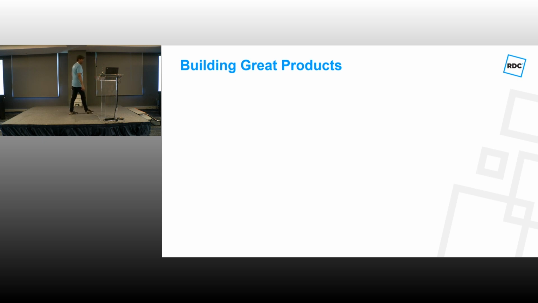So building great products. How do we build great products? What is involved? What is the process we go through? So typically, building great products is about three things. Building the right thing, building it right, and building it quickly.